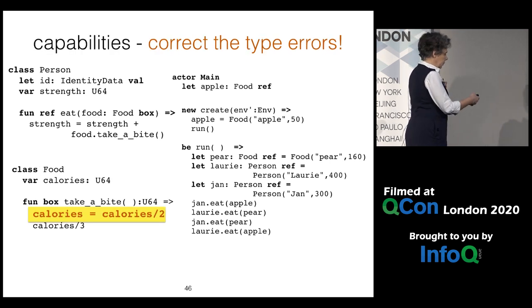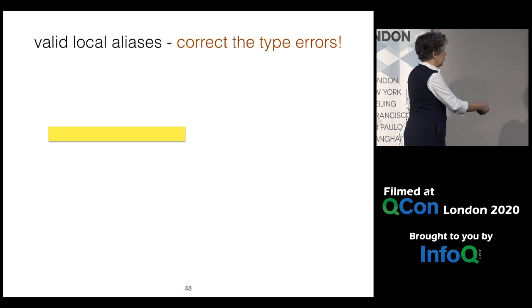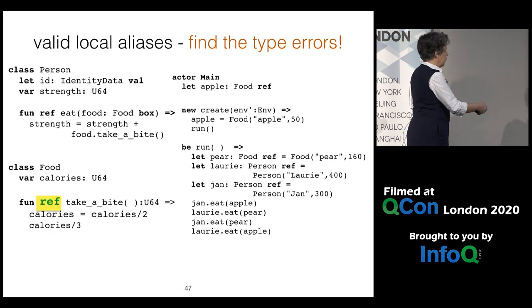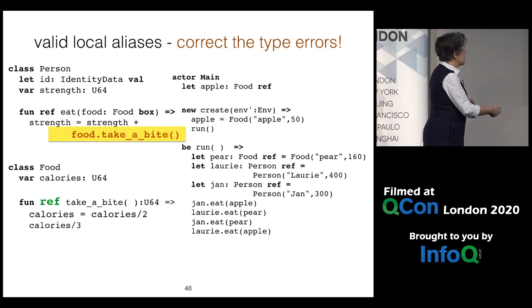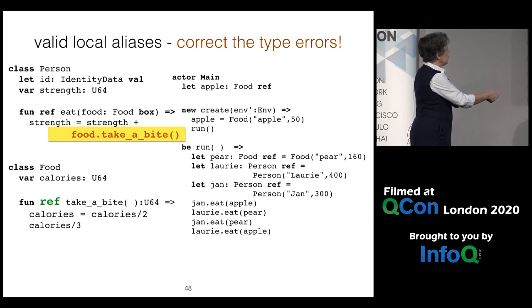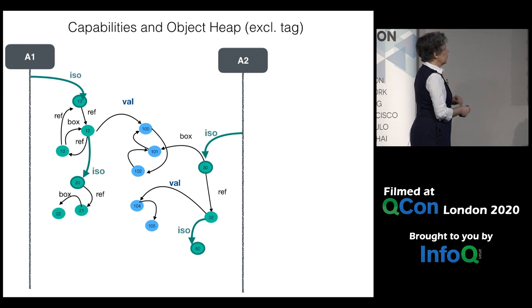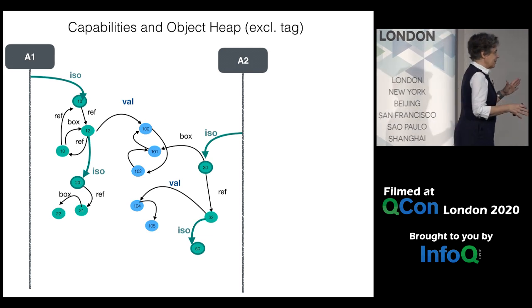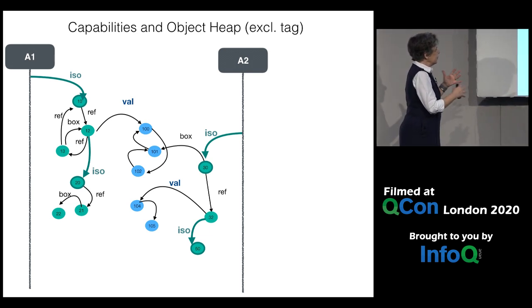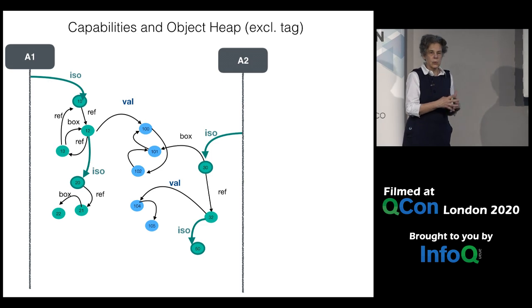And if we look at the problems, here we see that I am modifying the calories, and therefore the function take a bite should have a ref receiver. Here we are calling take a bite, which requires the food to be a ref, but here it is a box, so we need to change it. Okay, so this was a short and fast description of what the type checker is doing.